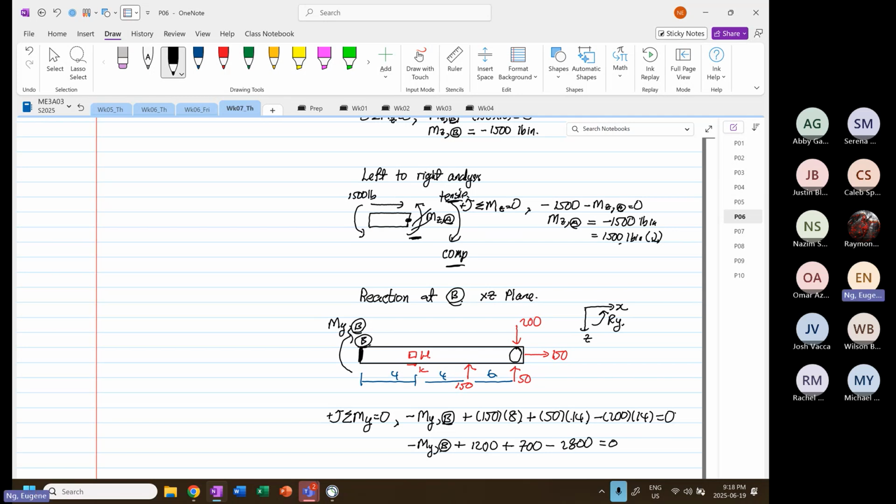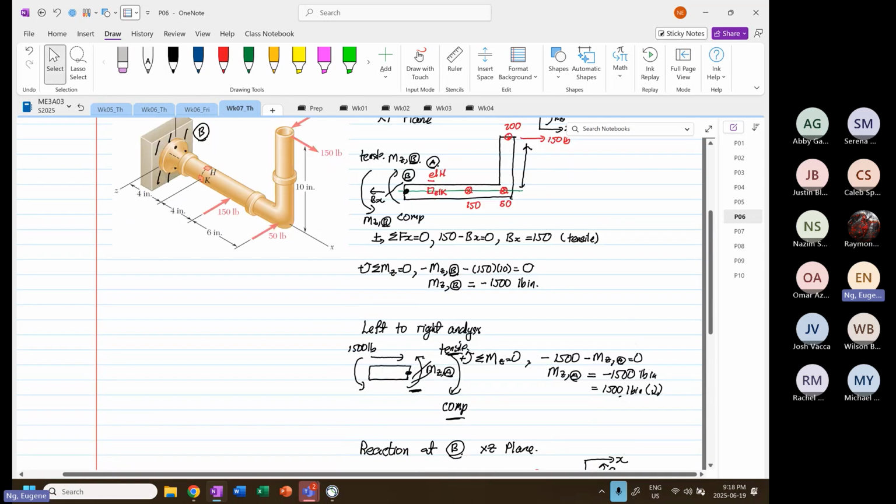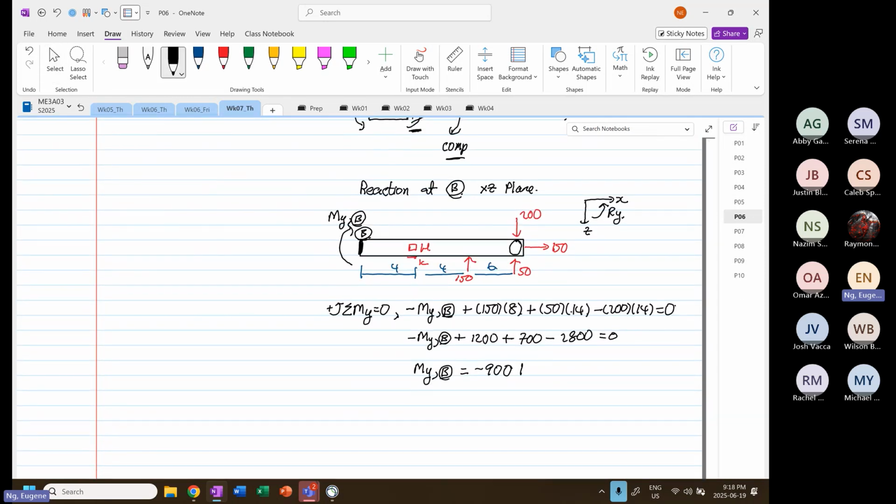So the numbers are different. You have My at point B equal to 1200 plus 700 minus 2800, so minus 900. Are we in newtons or pound inch? The minus means the assumption is wrong. This is the valid direction.